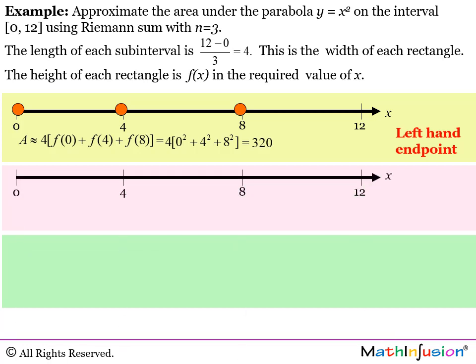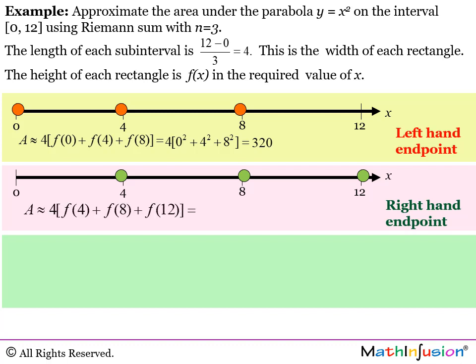Now I'm going to use the right-hand endpoint. The right-hand endpoint of the first subinterval is 4. In the second it is 8, and in the third it is 12. The area can be approximated by 4 times f of 4 plus f of 8 plus f of 12. When you calculate the numbers, you get 896.